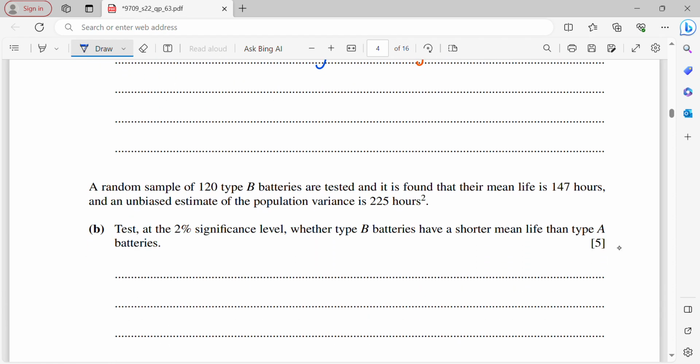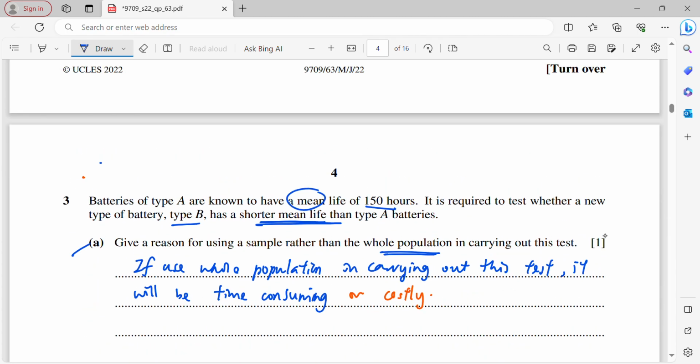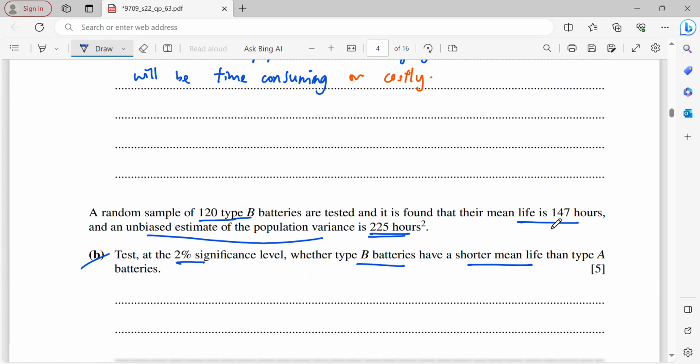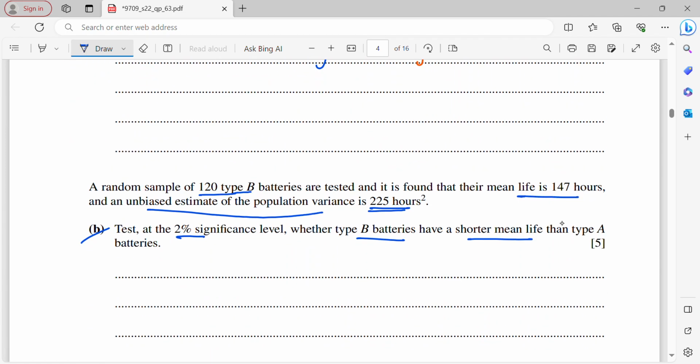Now, a random sample of 120 type B batteries are tested, and it's found that their mean life is 147 hours, and the unbiased estimate for the population variance is 225 hours squared. Now B, test at 2% significance level whether B batteries have a shorter mean life than type A batteries. So now, for the type A batteries, what is the mean? The mean is 150. So now you are suspecting the B has shorter mean life than A.